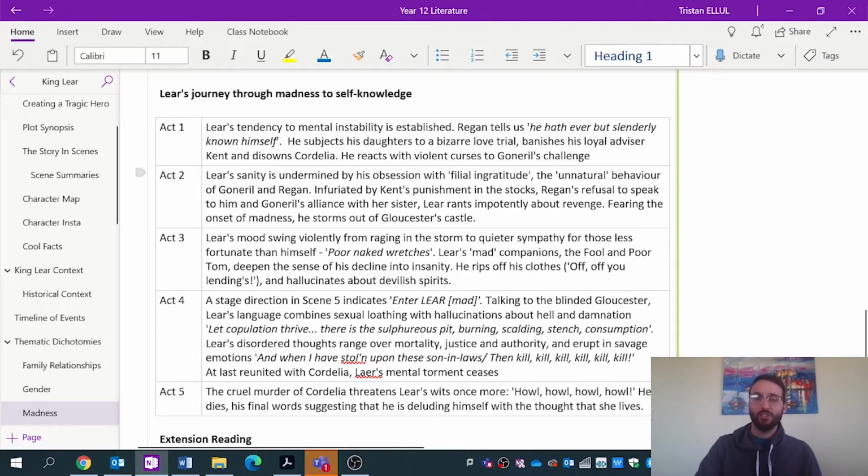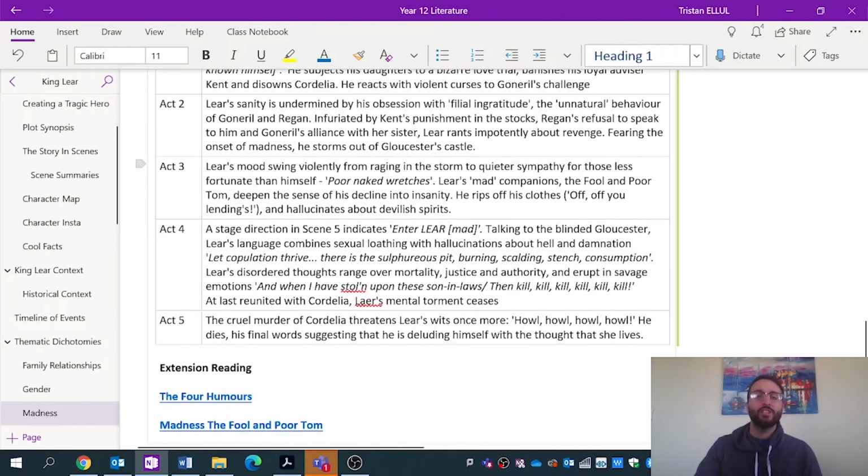Infuriated by Kent's punishment in the stocks, Regan's refusal to speak to him, and Goneril's alliance with her sister, Lear rants impotently about revenge. Fearing the onset of madness, he storms out of Gloucester's castle. So we can see again madness here playing a role in his descent, in that build-up of madness, focusing on revenge almost, and that rage that he feels.